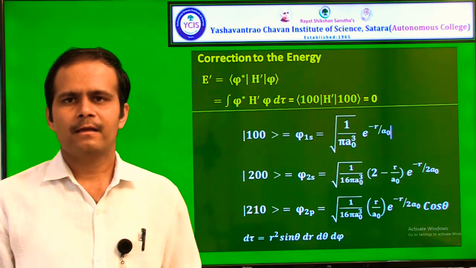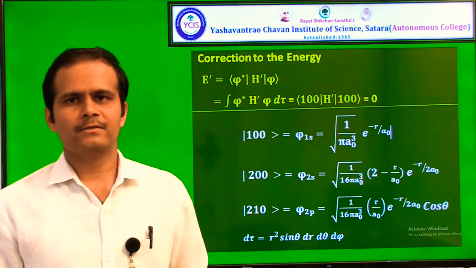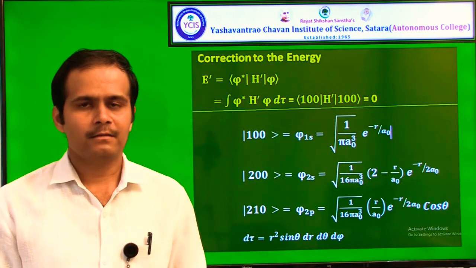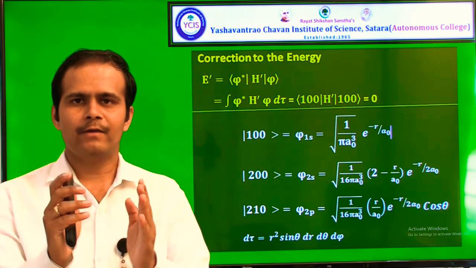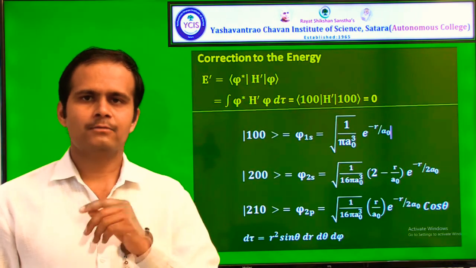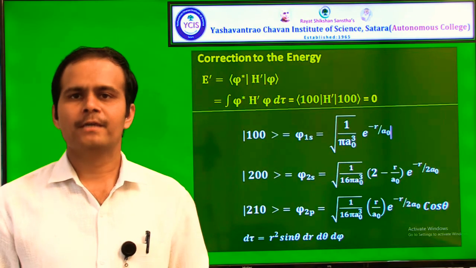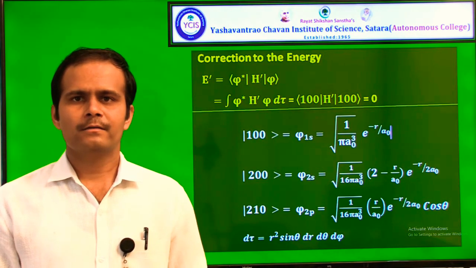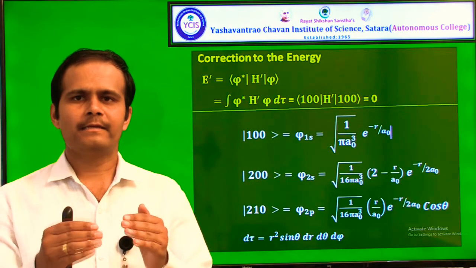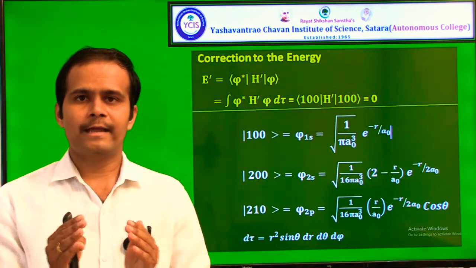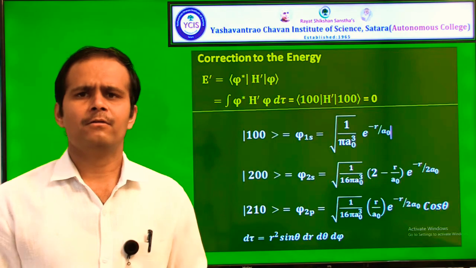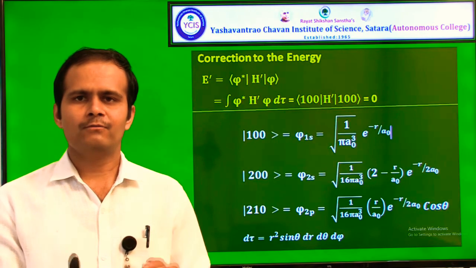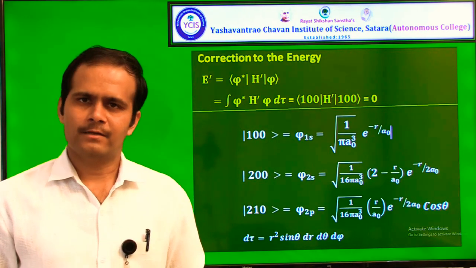So let me use this, and if we do the calculations, if we do the integration, then definitely we have the answer that is equal to 0. We will get the value of E dash as 0 in case of the ground state of hydrogen atom. That means there is no energy correction when an electric field is applied to a hydrogen atom which is in the ground state. That means there is no splitting of energy levels, no splitting of the spectral lines when a ground state atom is placed in the electric field.